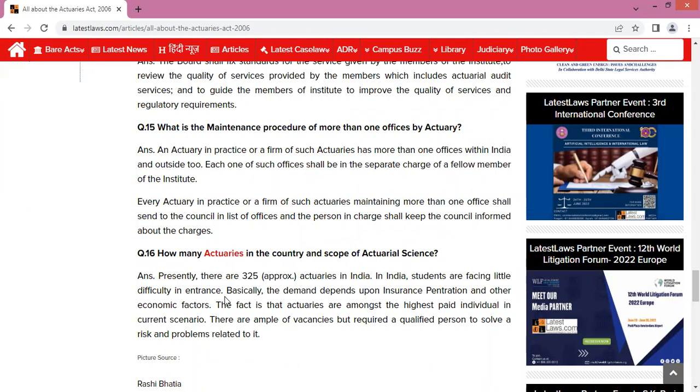And demand depends upon insurance penetration and other economic factors. The fact is that actuaries are amongst the highest paid individuals in the current scenario.